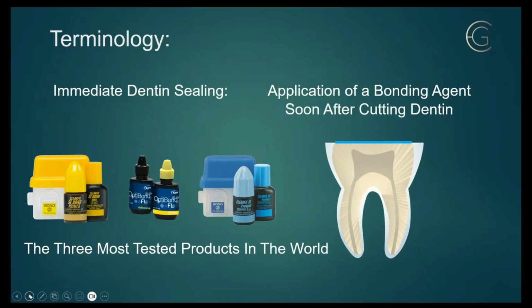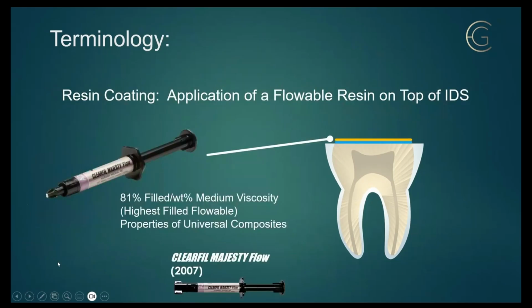Once you've done this on a class 2, a class 1, an onlay, or your crown prep, then you're done. You've done IDS. That's pretty simple, right? But now, taking it further, resin coating is an application of a flowable resin on top of IDS. Now, I will tell you something: you could use any flowable resin.